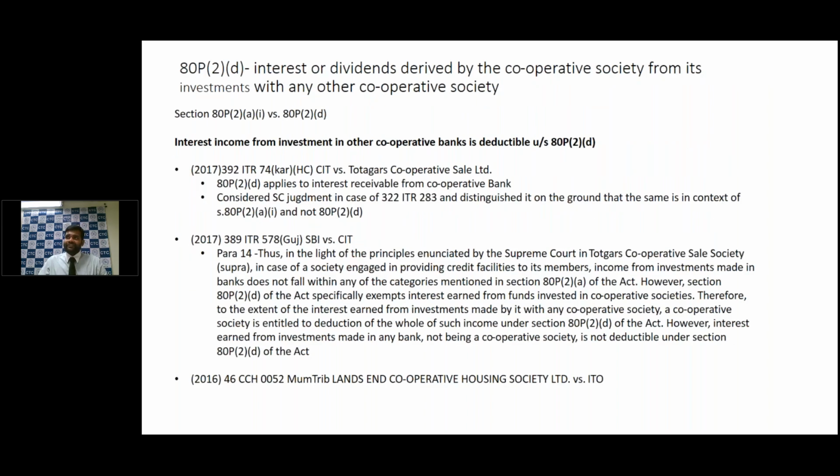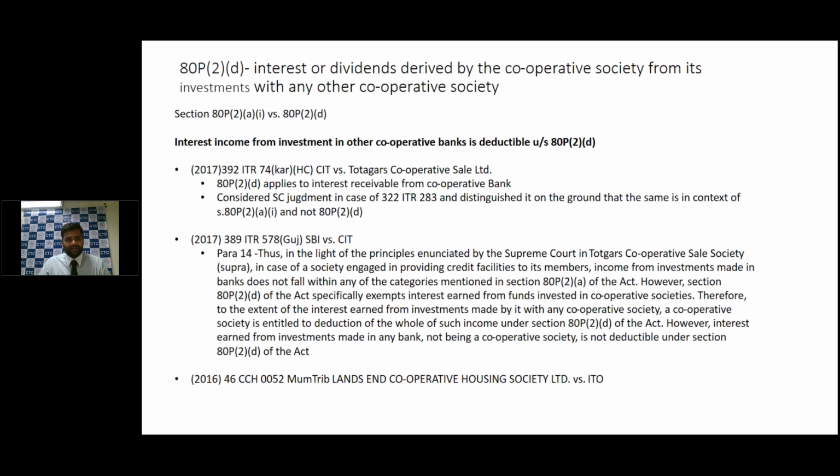The second action of the assessing officer, in denying deduction under section 80P(2)(d) in respect of interest from deposits with cooperative banks, is that they are comparing the provisions of section 80P(2)(a)(i) with 80P(2)(d). So firstly, I am listing those judgments that are in favor of the assessee, wherein they have clearly held that investment in cooperative banks leading to interest or dividend is eligible for deduction under section 80P(2)(d).